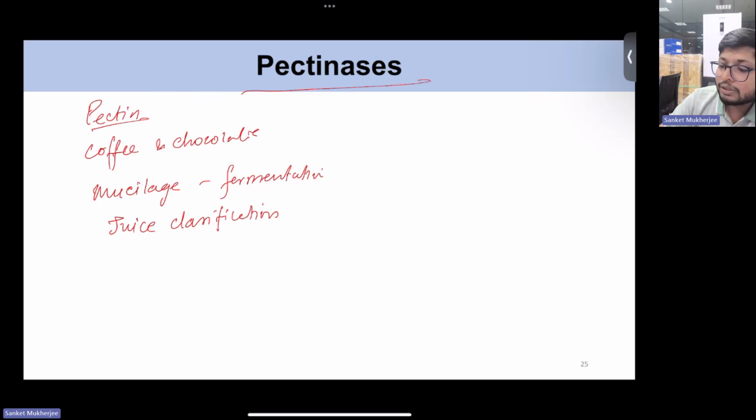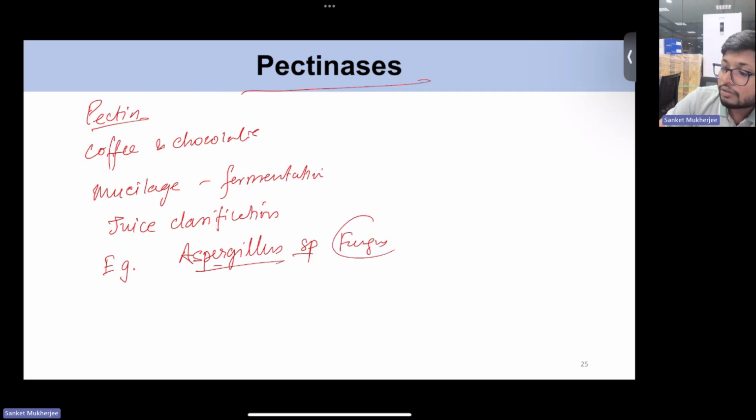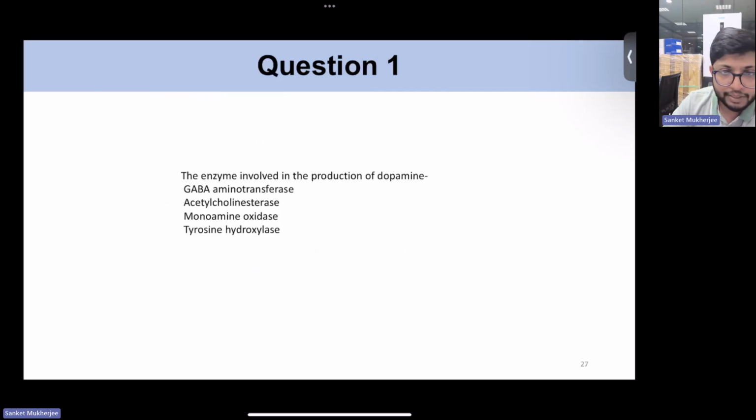The most common pectinase source is Aspergillus species. It's a fungus, and that's the most common source. They produce pectinolytic enzyme, deacidifying and chain splitting enzyme, also obtained from tomatoes and oranges, although in low quantities.